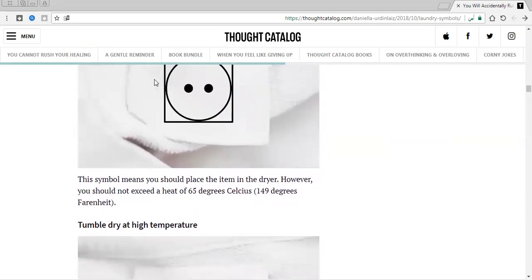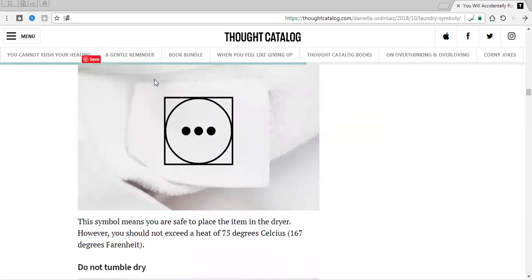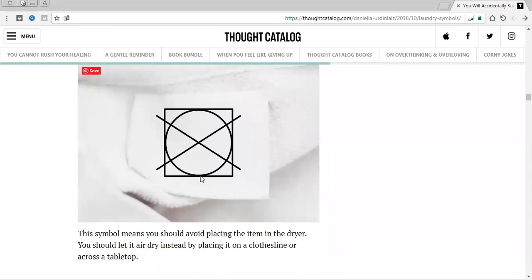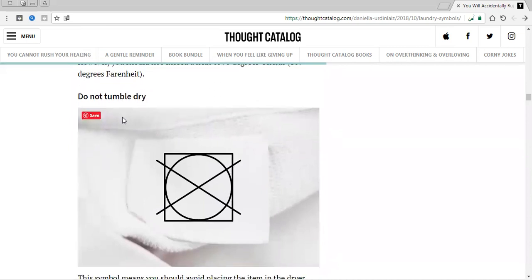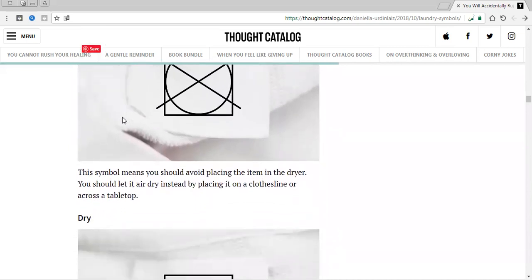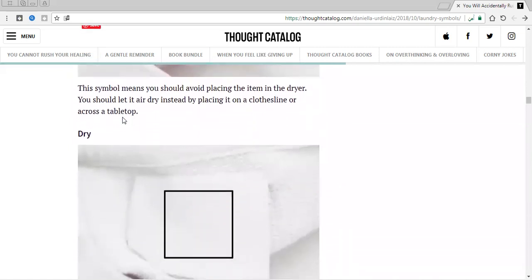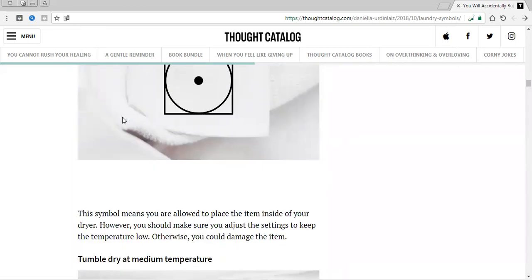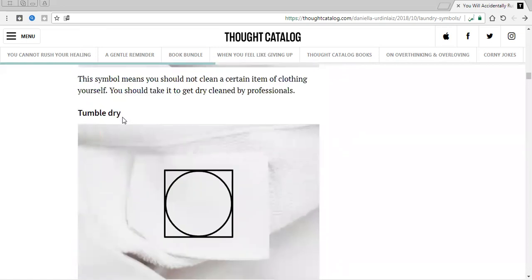While if we have three dots, that indicates a high temperature, and if we have a cross like this, that means don't tumble dry. So we have three options here.